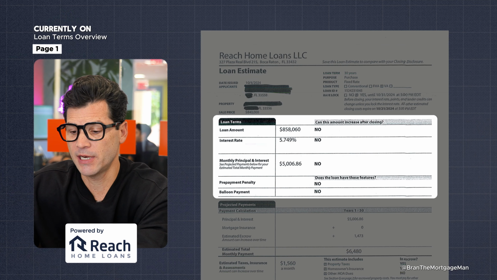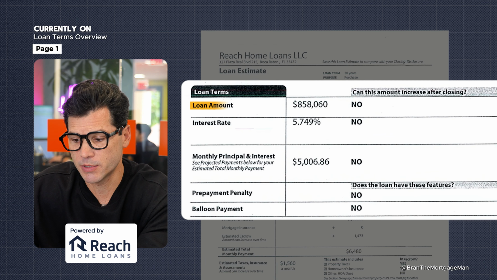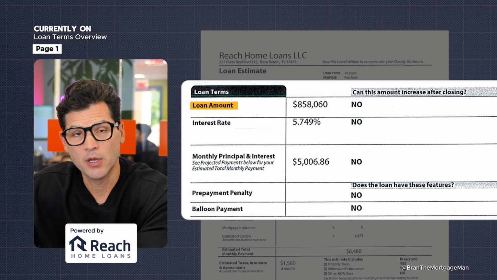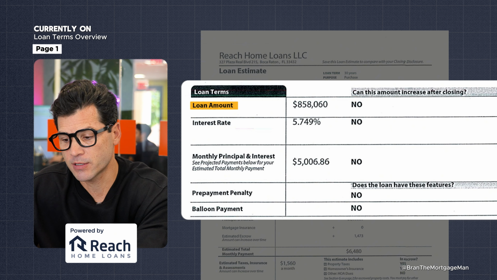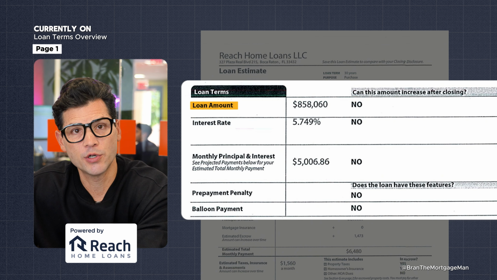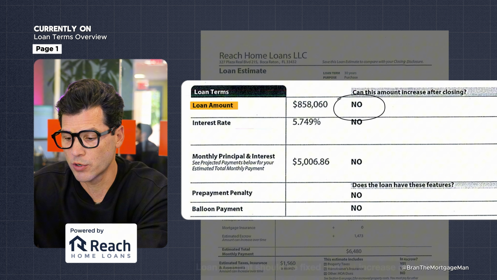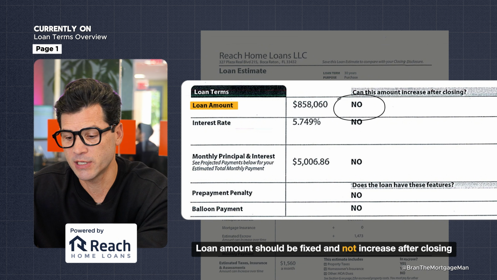Now, come down to the next section, which is loan terms. This is where you see your loan amount. In this case, it's $858,060. But you see the word no next to that. Well, at the top of the column where it says no, it says, can this amount increase after closing?